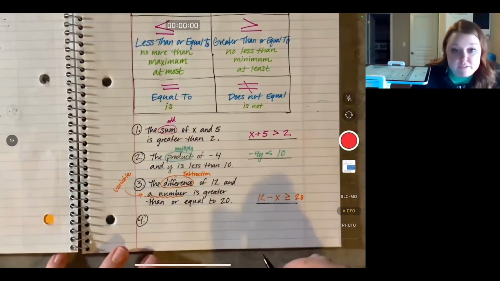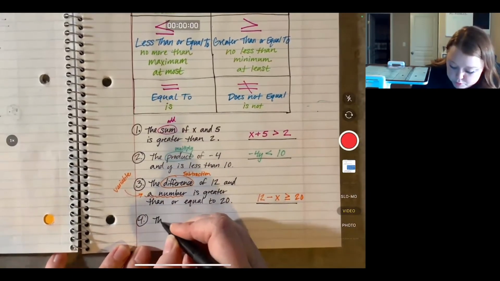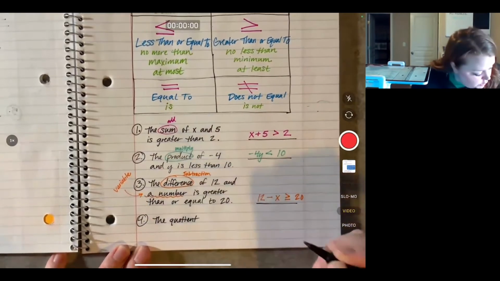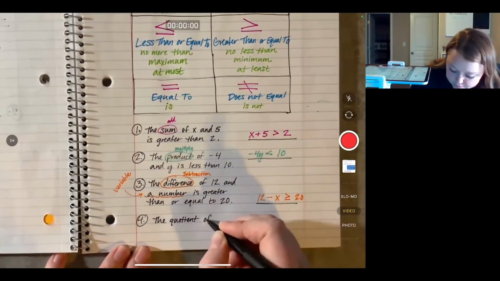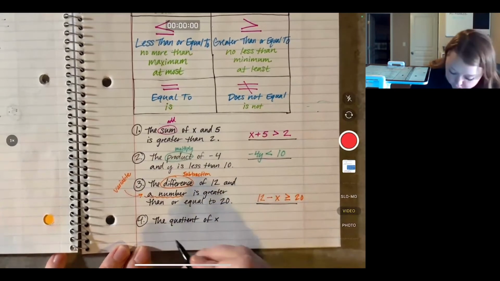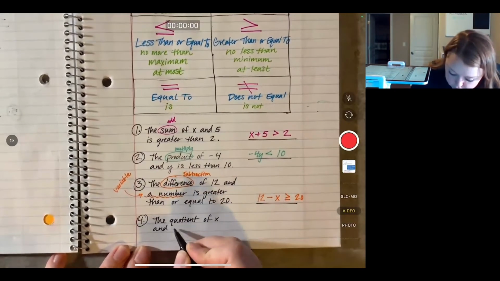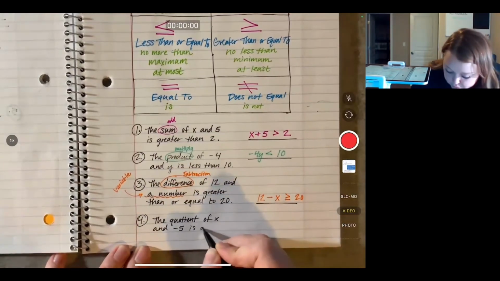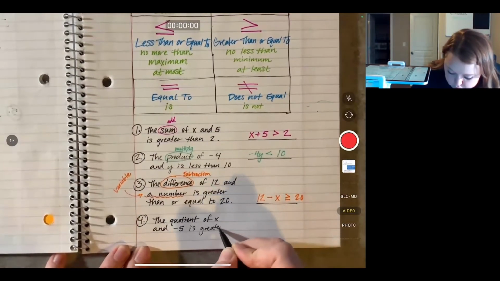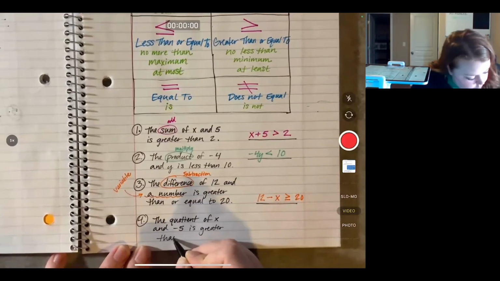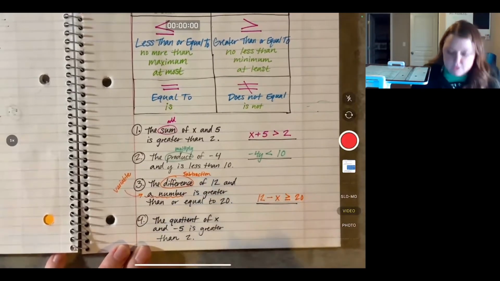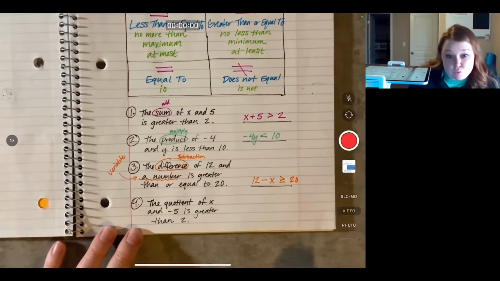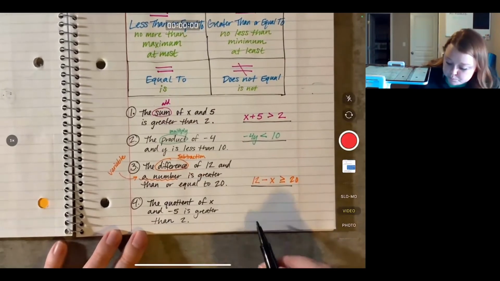Okay, next up, the quotient of x and -5 is greater than 2. The quotient of x and -5 is greater than 2.